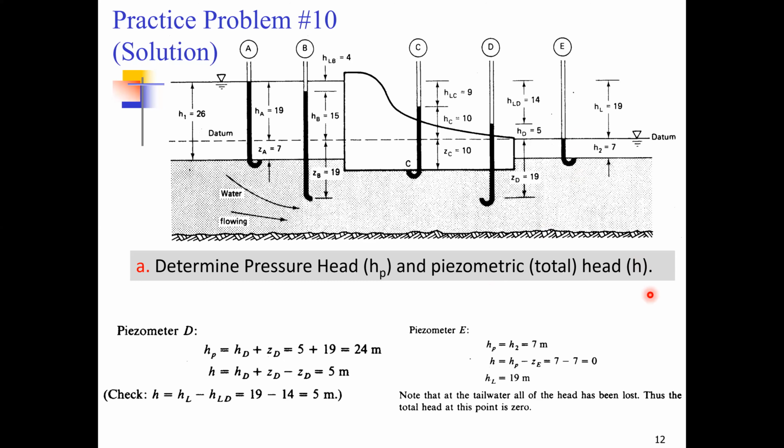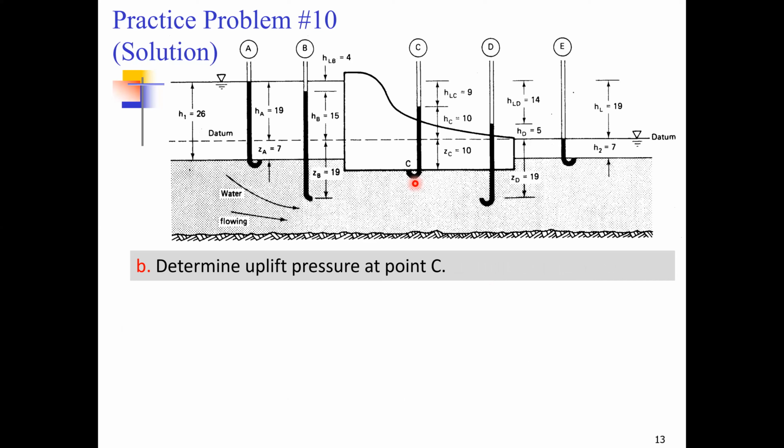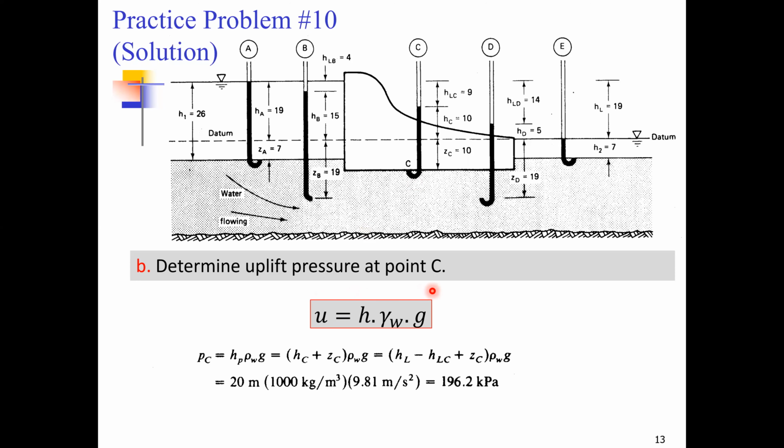Now moving to the second part of the problem, how to determine the uplift pressure at point C. In order to determine the uplift pressure, we make use of the simple equation that we have used earlier. The uplift pressure U equals the head times the unit weight of water times the gravitational acceleration, and we can simply insert all the values to get our uplift pressure. Replacing all the values here, the pressure head at point C is 20 meters, so 10 and 10 becomes 20 meters. With the unit weight of water and the gravitational acceleration, by converting the units to consistent units, we get the answer for the uplift pressure. It means 196.2 kilopascals of uplift pressure would be acting at this point.